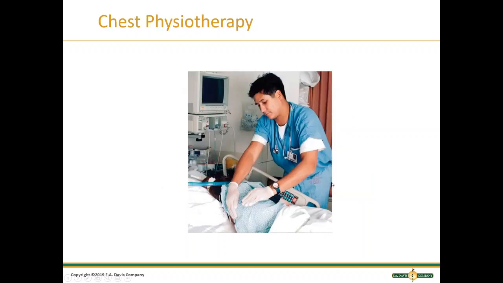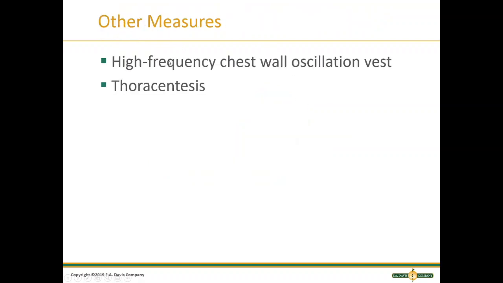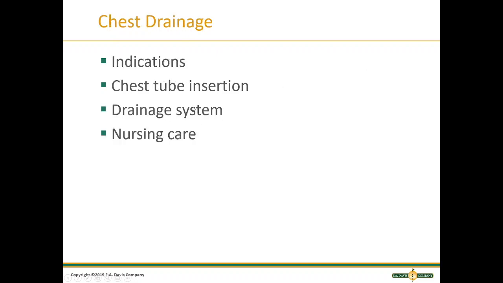Okay, so physiotherapy, this is kind of that cupping. You see here, he's patting her. If you can turn them and do this, it is excellent. There is a little cup that they have, or you can do it with your hands. There's a different device, a PAP device, also just used for different respiratory measures, like the cough assist or oscillating vest, thoracentesis, other measures that they can use for respiratory.